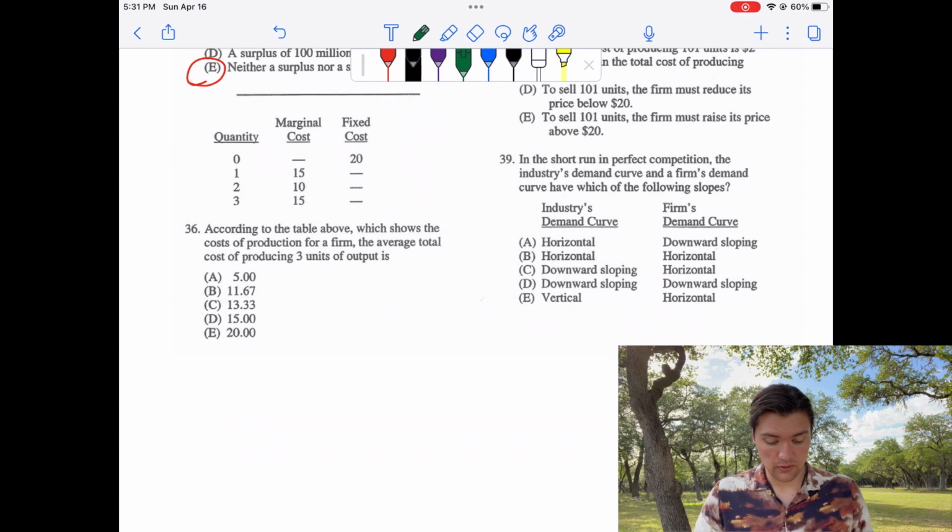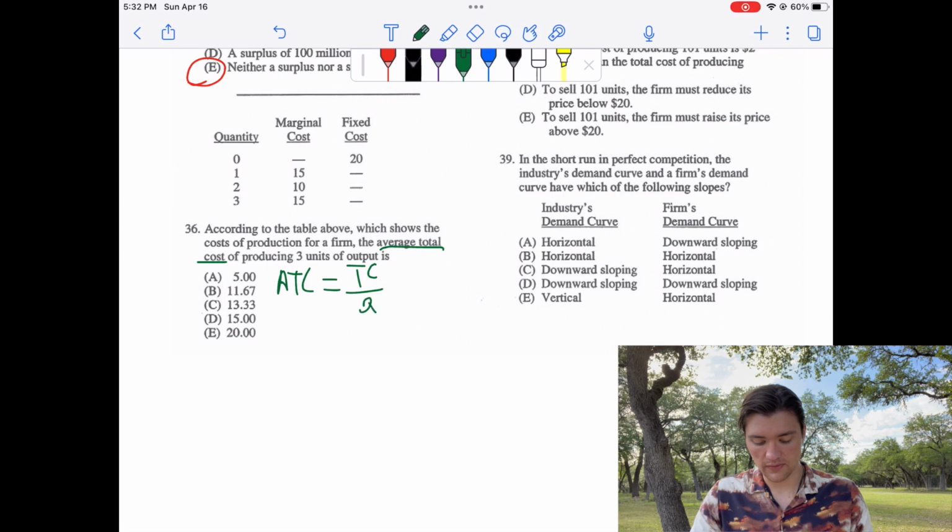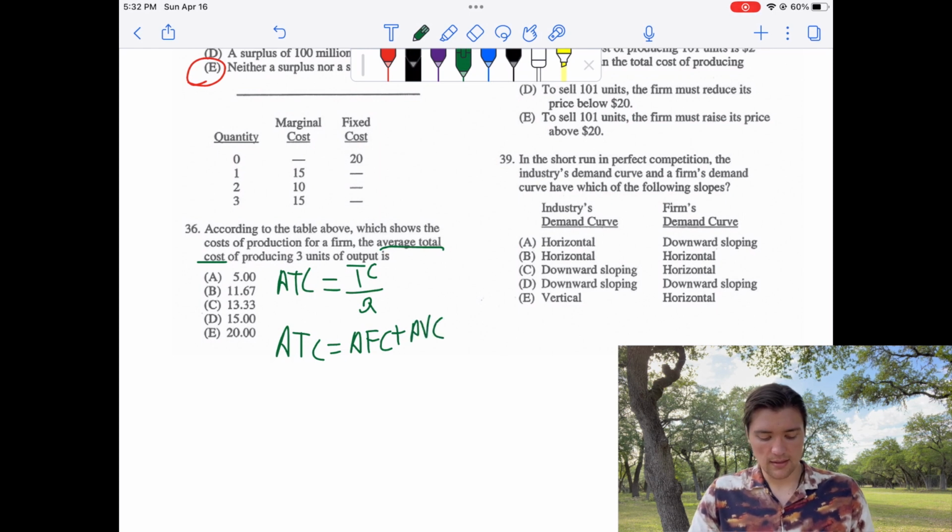36, according to the table above, which shows the cost of production for a firm, the average total cost of producing 3 units is what? So we're looking for the average total cost, ATC, all right? There's a couple ways we can find the ATC, and that is the total cost divided by quantity, or we can do the average fixed plus the average variable. So either way. So I suggest we find the total cost.